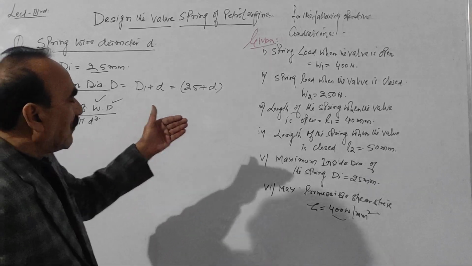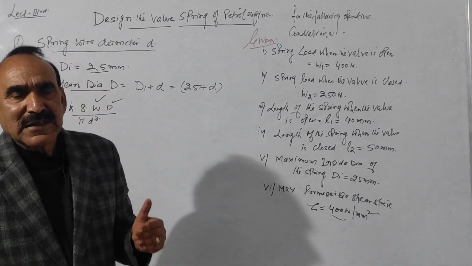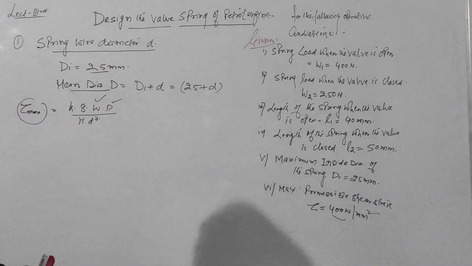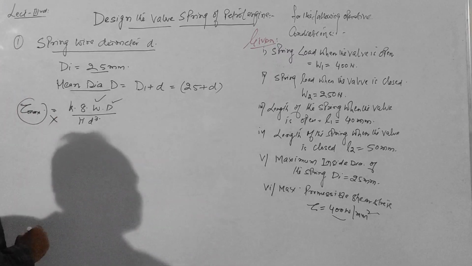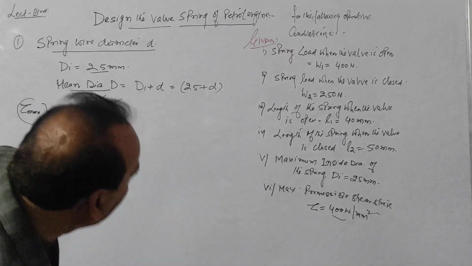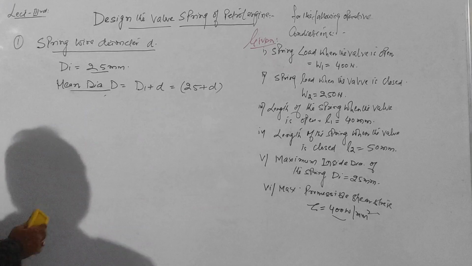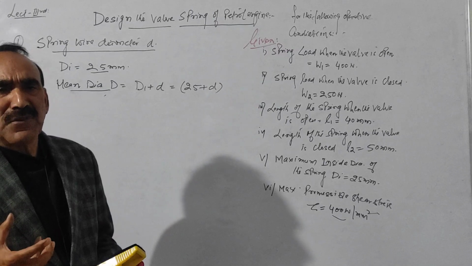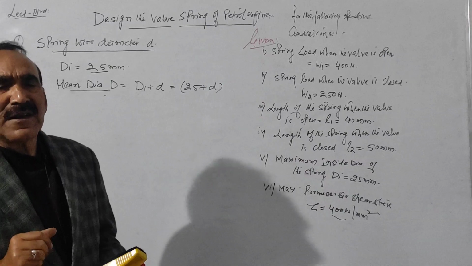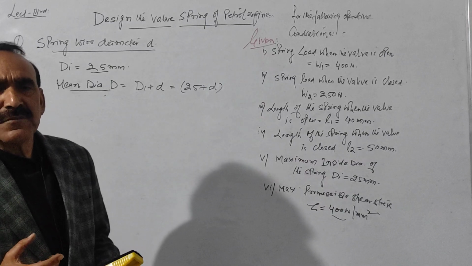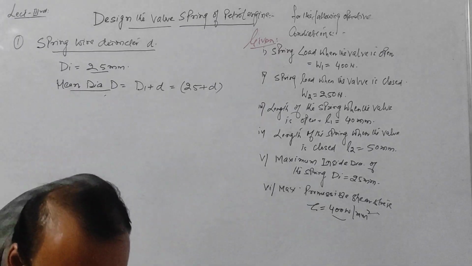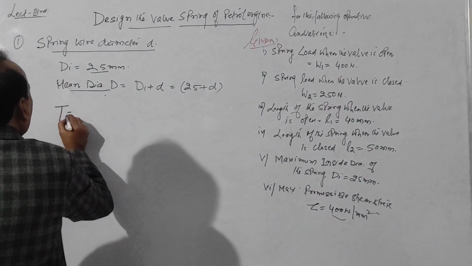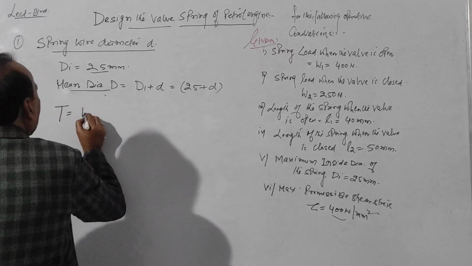But here, the value of the spring index is not given. The value of this Wahl stress factor you cannot calculate because you don't have the value of C here. So the diameter of the spring wire we will not calculate by this relation. Hum isko is relation se calculate nahi karenge. Right? So as you know, when I design the spring wire, a twisting moment is acting on the cross section of the wire, right. That twisting moment on the wire, ye kiske barabar tha? W into D by 2.